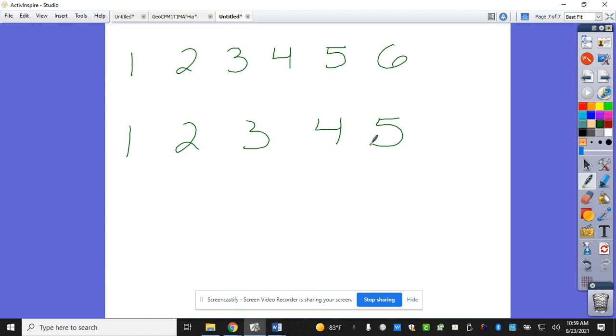I want you to write these. Super basic data set. We've got 6 numbers in the first one, we've got 5 in the second one. What is the median of the bottom data set? 3.